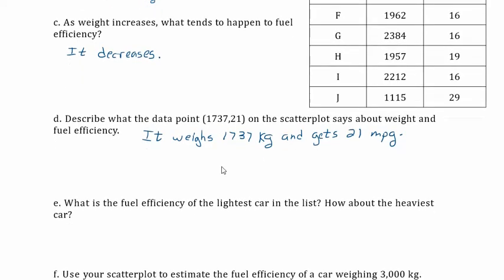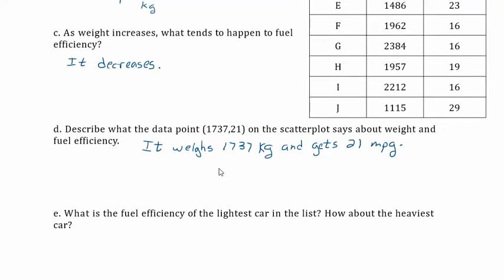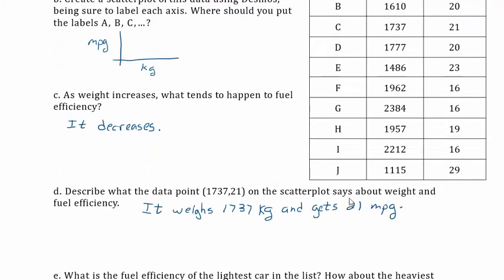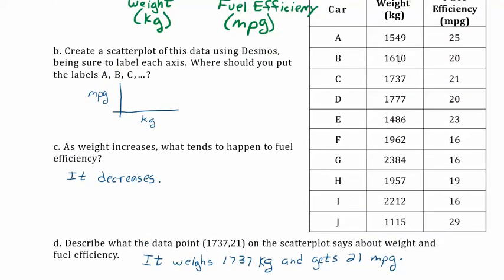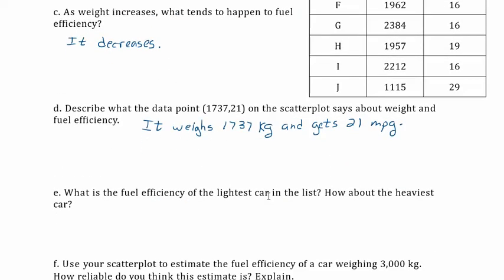E, what is the fuel efficiency of the lightest car in the list? Take a look at that. Pause the video, go find it, write it down, and then we'll talk about it. All right, well, we could get that from the table or the graph. We could find the lightest car in the list here. Okay, right here, this guy J is the lightest car, so 29 miles per gallon.